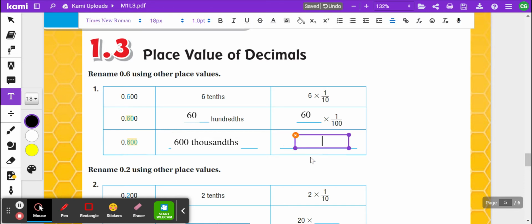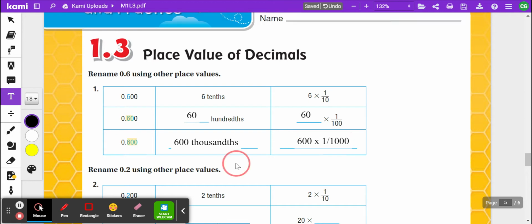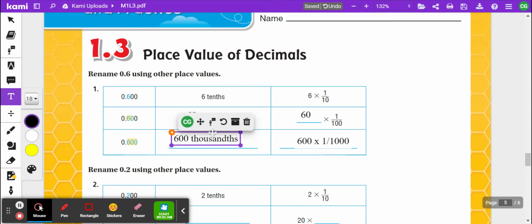This is the same as 600 times 1. I'm going to use a backslash because I don't have the line that goes through it, if that's okay, because they still mean the same. So this is 600 times 1/1000. Let's look at this next one.